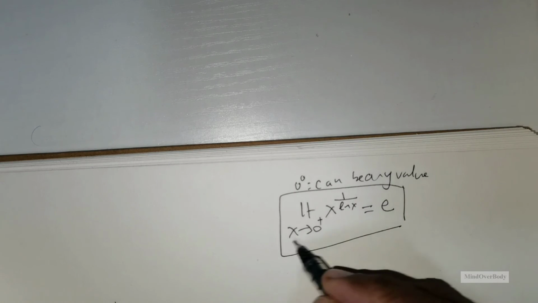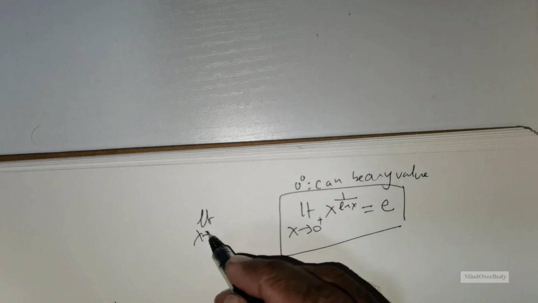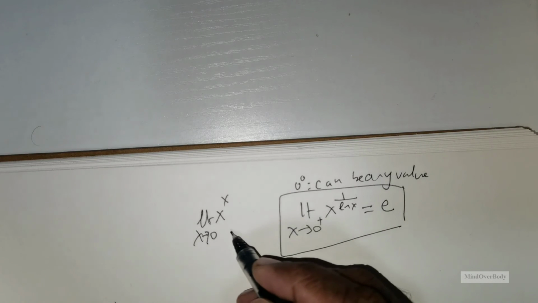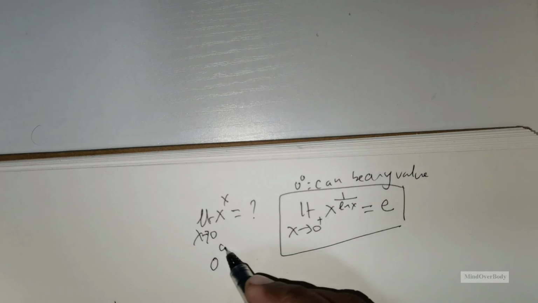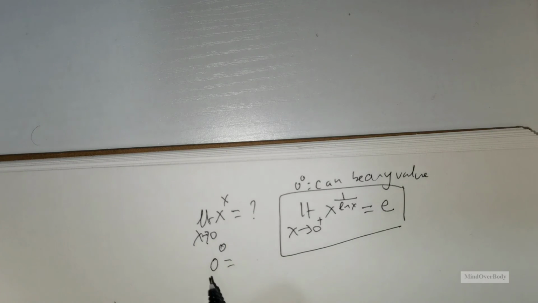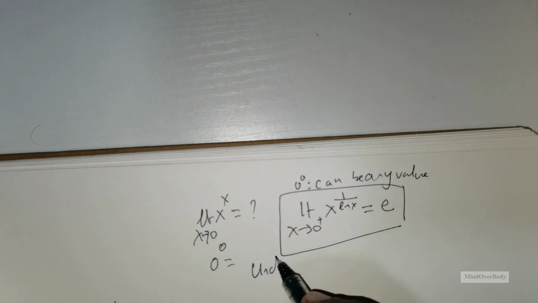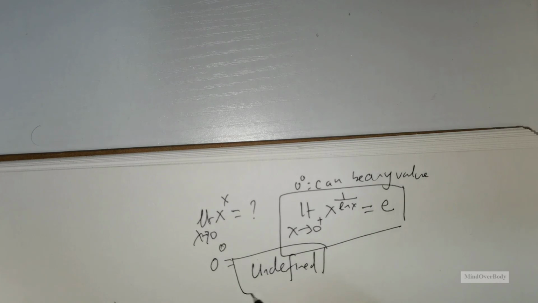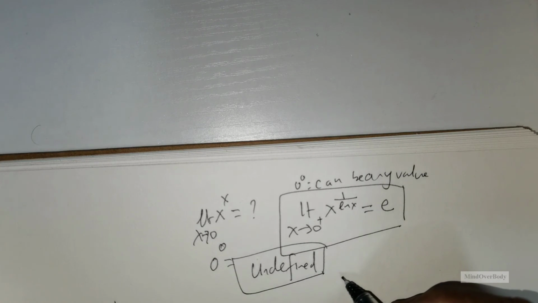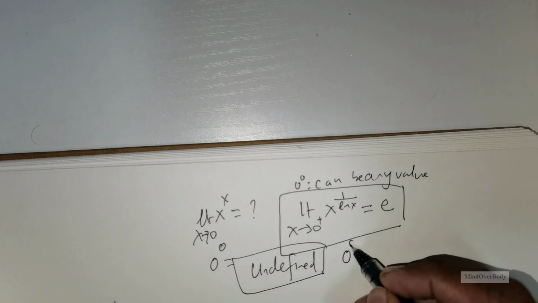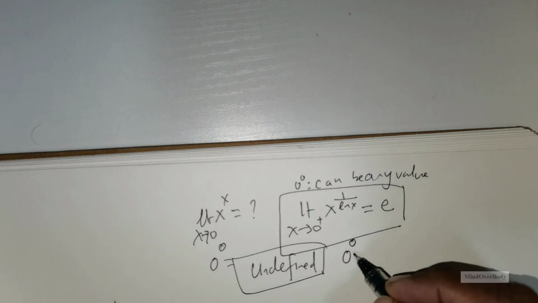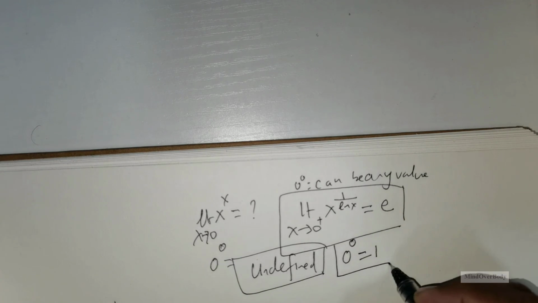So what is the limit as x tends to 0 of x raised to the power x? What can we say about this? In other words, what is 0 raised to the power 0? Now, if you are viewing the entire question in terms of limits, then the best answer should be undefined. This is the best answer. Now, you should also understand that mathematics is not an exact science. So, for the sake of convenience, mathematicians take 0 raised to the power 0 to be 1. Just for the sake of convenience.